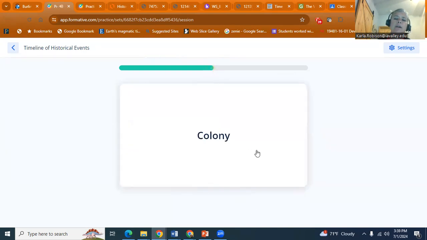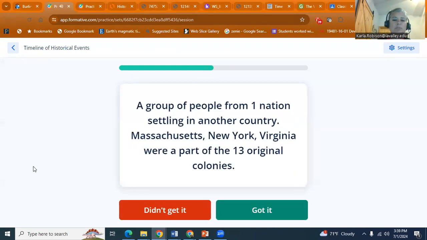A colony. A colony is a group of people from one nation settling in another country. And so our colony first began in Plymouth, Massachusetts, but we also had the 13 original colonies, okay? Massachusetts, New York, Virginia are just 3 of them. You also had New Hampshire and Pennsylvania, which were part of the original 13 as well. So these were the group of people that got together to declare independence from England and started the Revolutionary War.